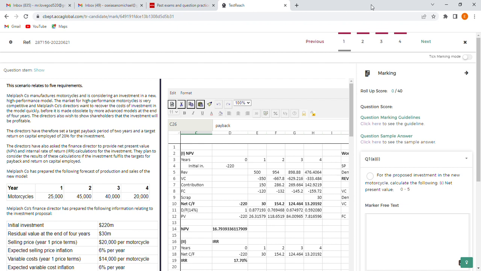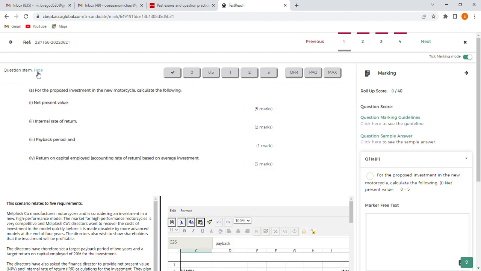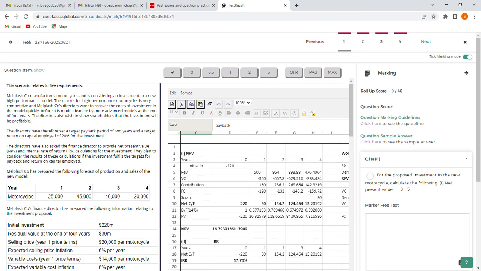So we are to mark what we did. The first step is to tick marking mode. Click on it. Now, what question are you marking? You are marking question 1A I, the NPV. Show the question stem, then hide it back. So 1A I NPV. You click on it.